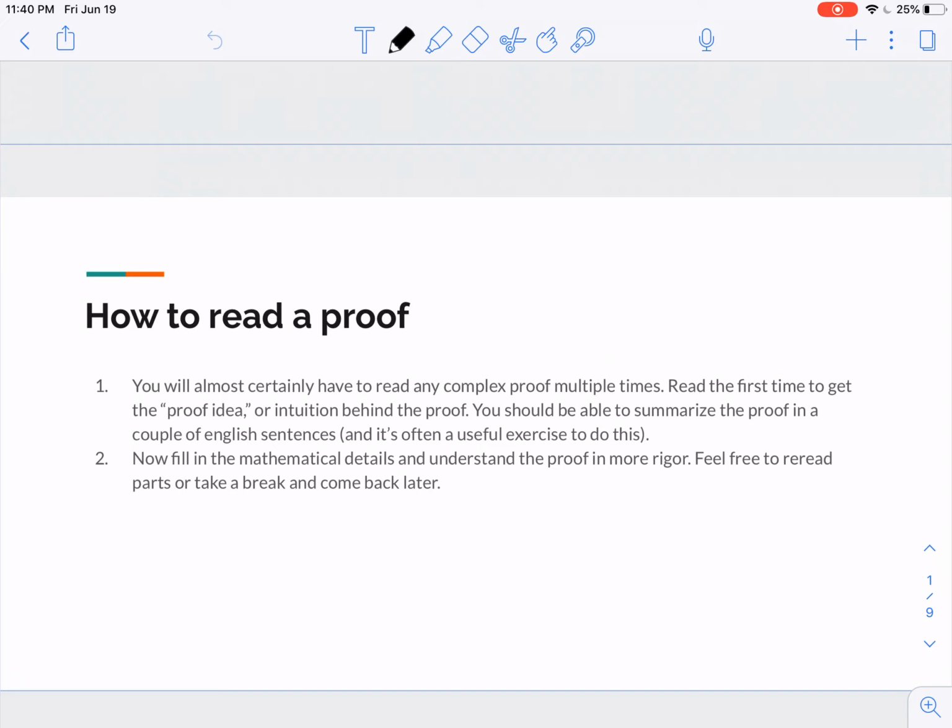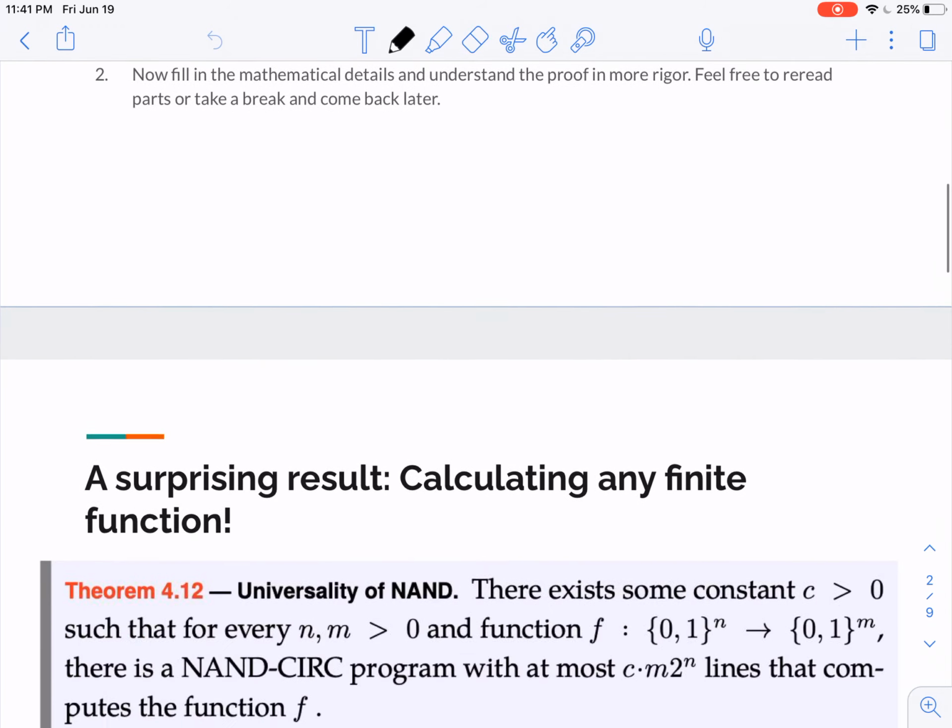So then your second and third time, the other times you read the proof, you can fill in the mathematical details and understand the proof with more rigor. And feel free to come back to any parts that are still causing you trouble, or sometimes it's good to just take a break and come back to the proof later. That can help your understanding. So we're going to go through an example proof today and apply some of these strategies.